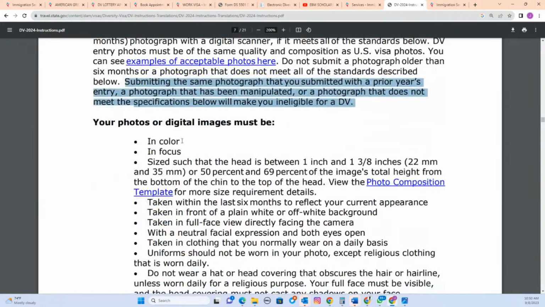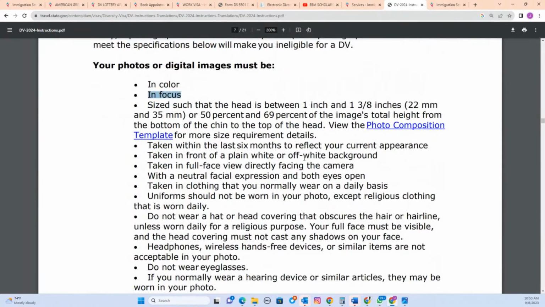The photo should be in color, not black and white. It should be in focus. The size is what they are going to tell you. Make sure it's within 6 months, you don't wear glasses, and there's a white background, all those kinds of things. Don't go crazy laughing or smiling. It should be taken in clothing that you normally wear on a daily basis. Meaning, don't wear the uniform if you are a police officer. Don't wear the medical coat if you are a doctor, or whatever.